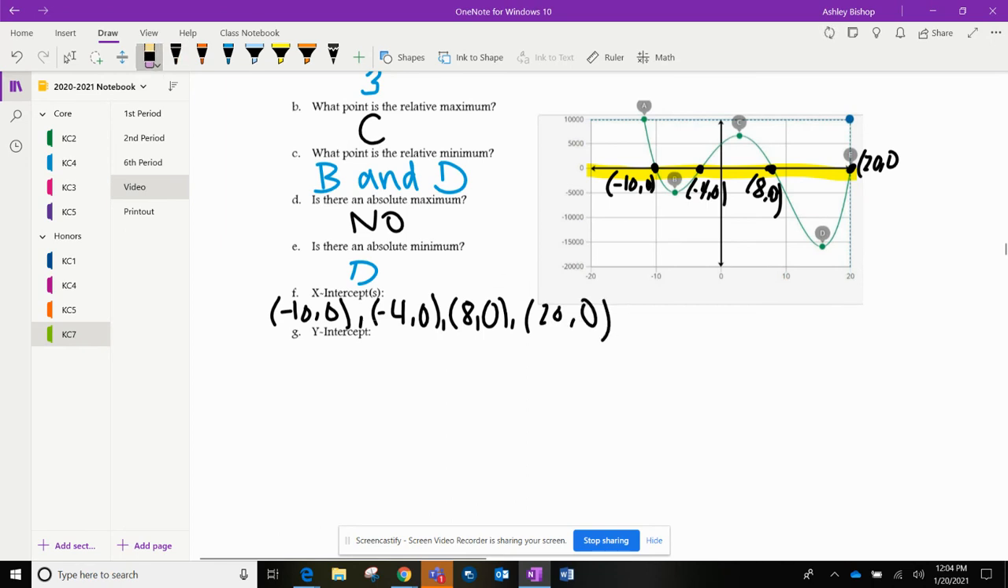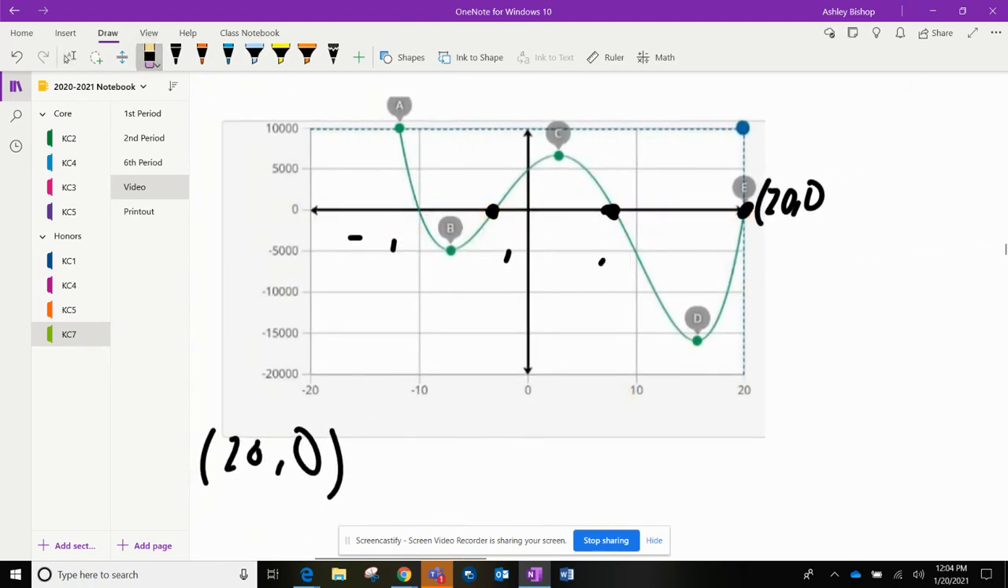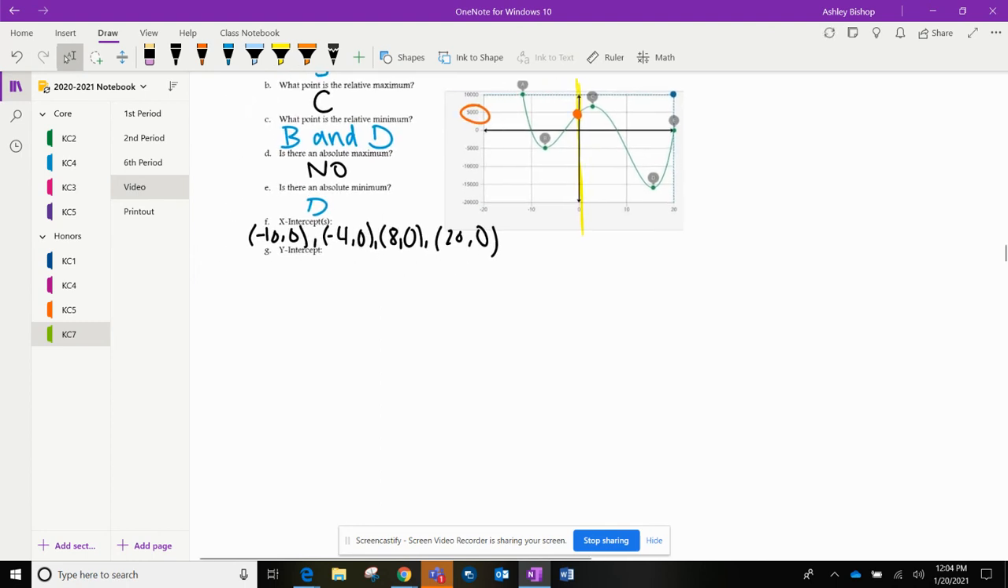Okay? And then my y-intercept is going to happen where my green graph crosses my y-axis. So let me erase this writing right here. My y-axis goes up and down. So where does this graph reach it? It does it at about this point right here. And so that's at about 5,000. So I'm lining it up with this number here. That's about 0, 5,000.